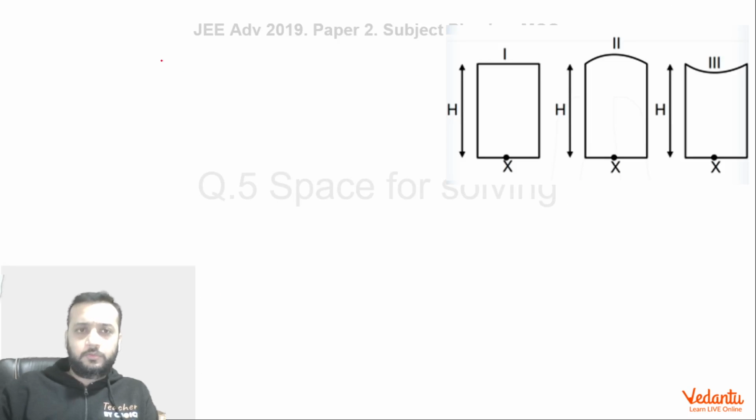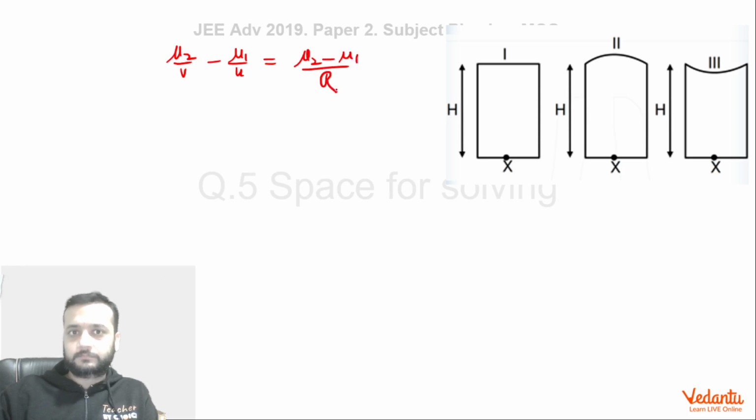Now, I'm going to just write one formula, which is mu2 by V minus mu1 by U is equal to mu2 minus mu1 by R. We realize that this formula is for spherical refraction. Whenever refraction happens on a spherical surface, this formula can be used. But this is also a special case of a sphere in which the radius is infinity. So if you put R as infinity over here, you're going to get the same answer, right? You could have used the formula of apparent depth by real depth equals mu2 by mu1. That also you could have done, but I'm just writing one formula for all the three cases.